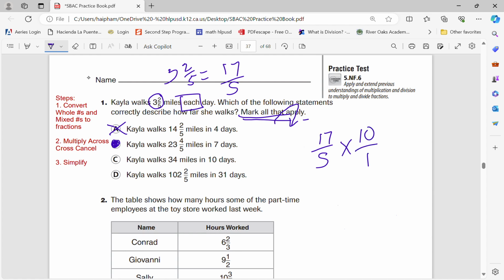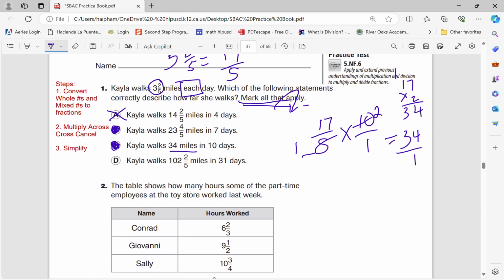And here we can cross cancel. 5 goes into 5 one time. 10 divided by 5 will be 2. So here I can multiply 17 times 2. 7 times 2 is 14. 2 times 1 is 2, plus 1 is 3. So now I have 34 over 1, which is equivalent to 34 miles. So let's mark C here, and let's check for the last statement.